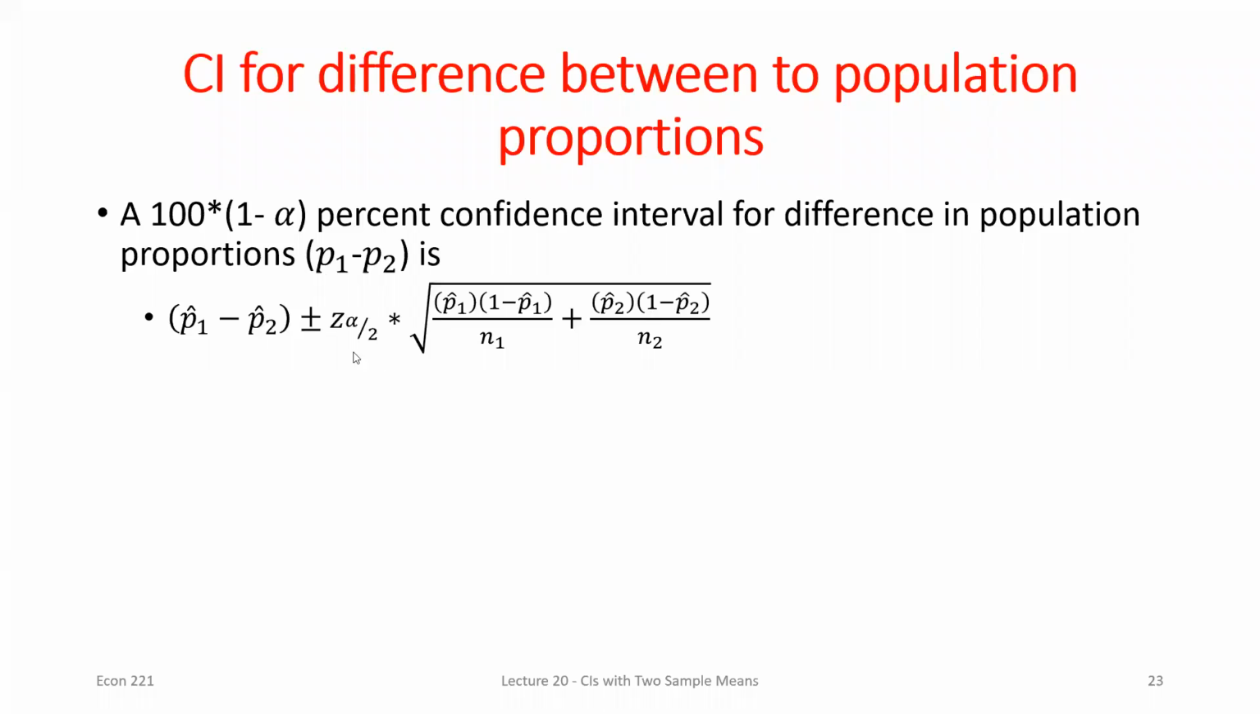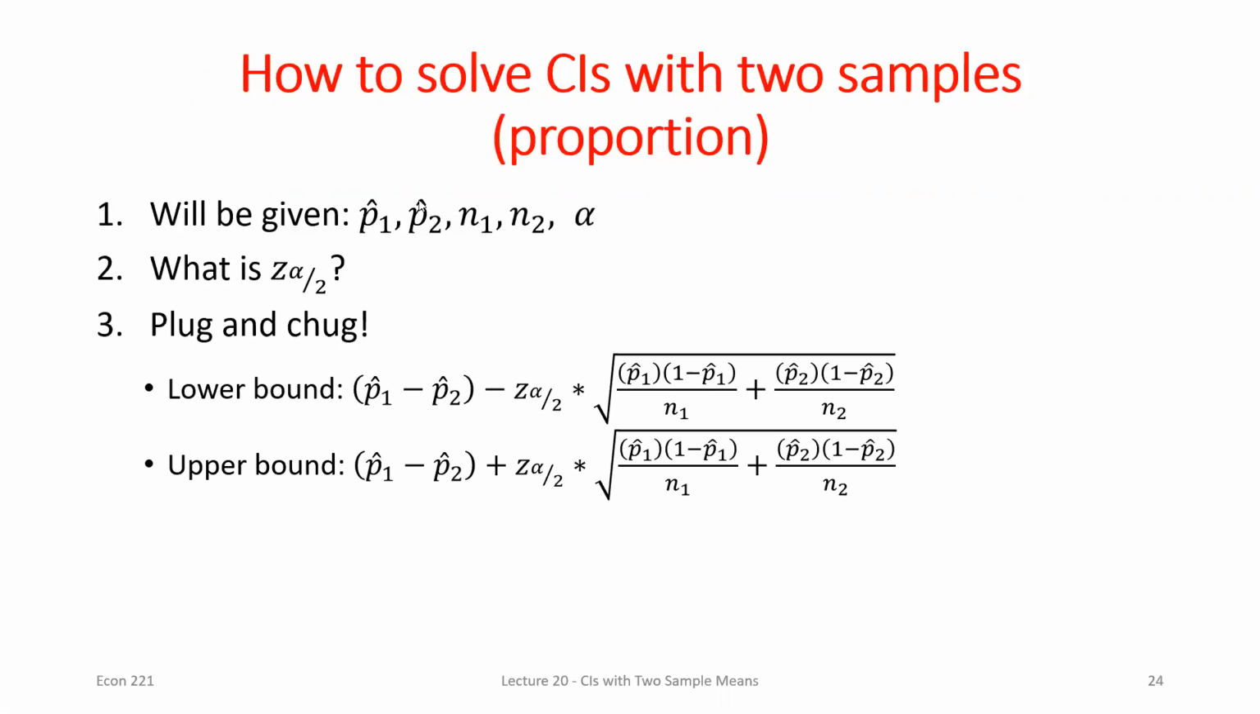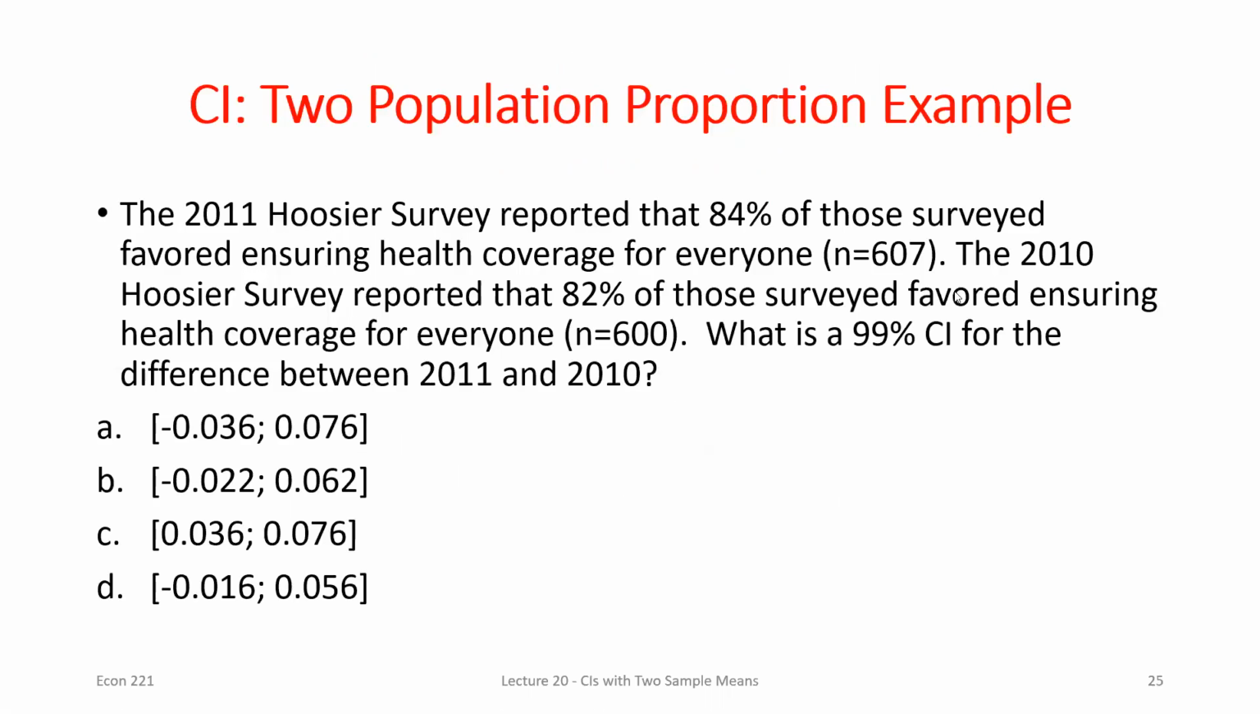So here's our confidence interval formula. Let's work through the same steps. Identify the piece of information you need, find that z-score, plug everything in. Right? It's the same kind of steps. So let's work through an example with some values.